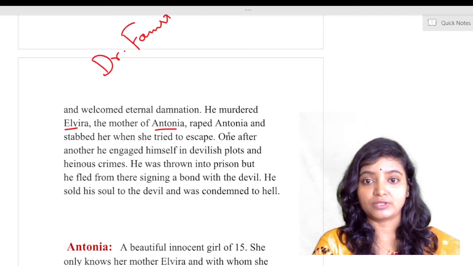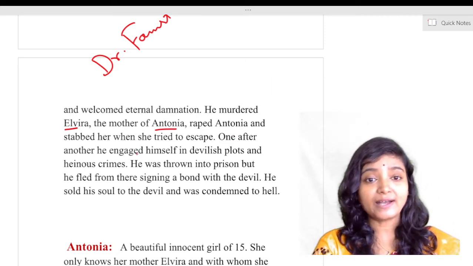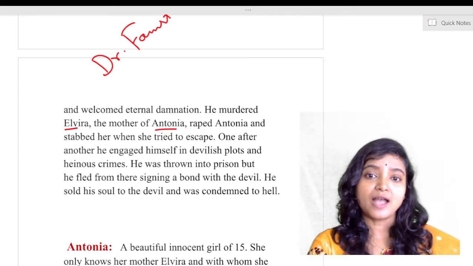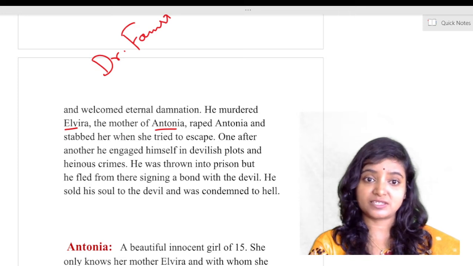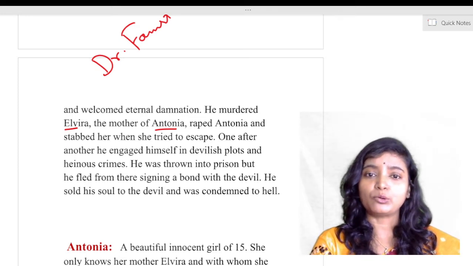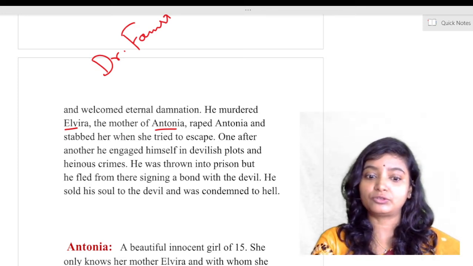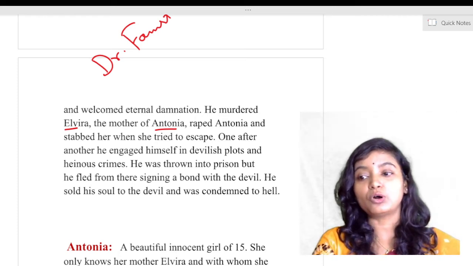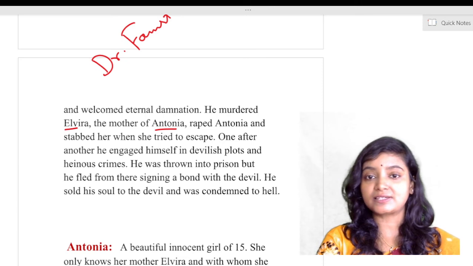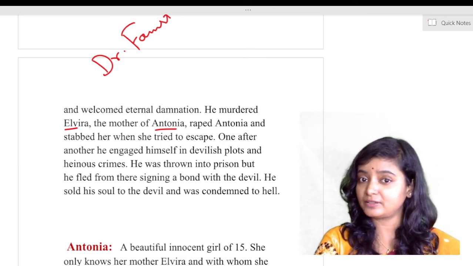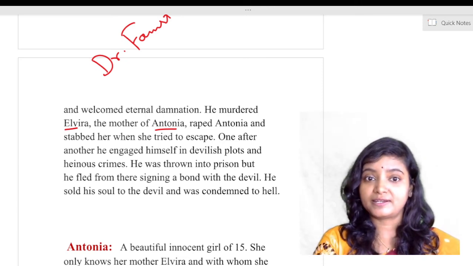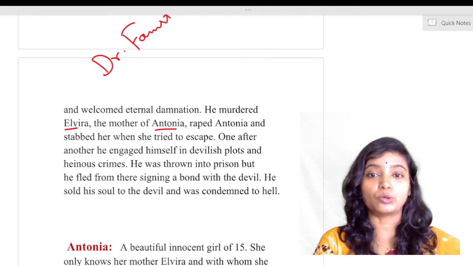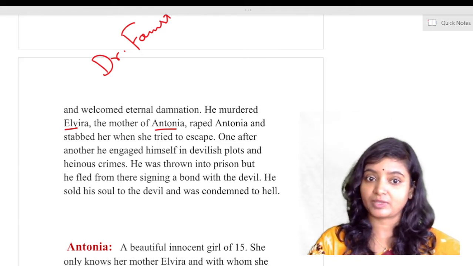He raped Antonia and stabbed her. Why? Because Antonia was screaming and trying to escape. So to hide his crime, he stabbed Antonia. One after another, you will find, to hide one villainy, one crime, he goes on and on, engaged in other villainy. And who helped him? It is Matilda. Matilda helped him in his way to damnation.